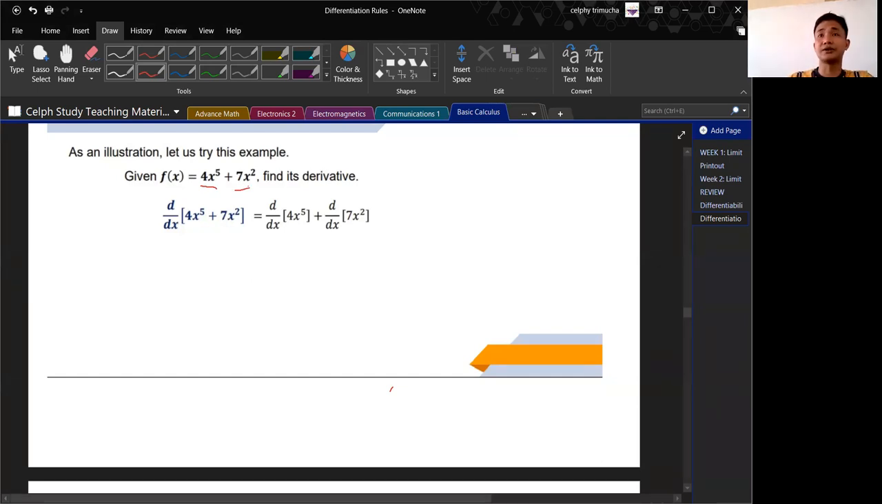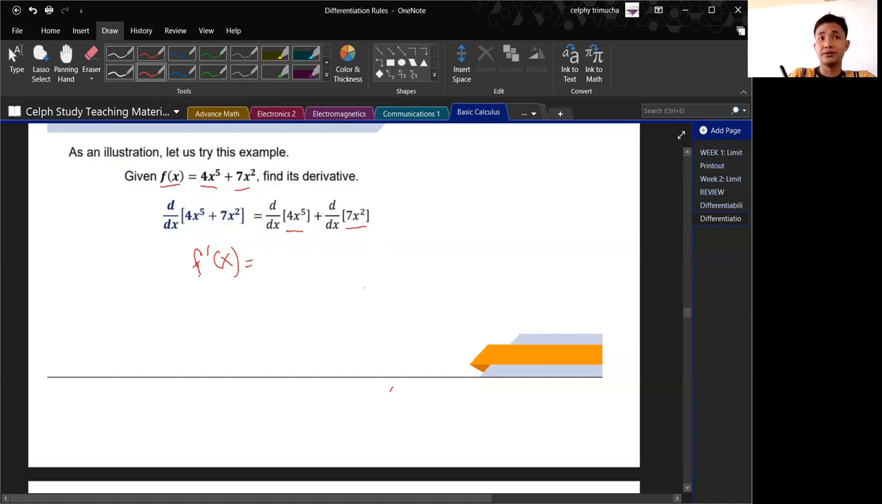We discussed this earlier, but we will have a review. The derivative is the derivative of 4x to the fifth separately, and then the derivative of 7x squared. So we have d over dx. The given is a function of x, so our derivative will be f prime of x.